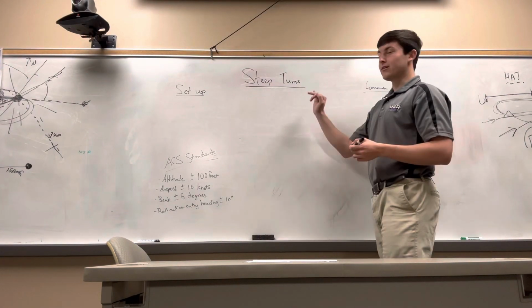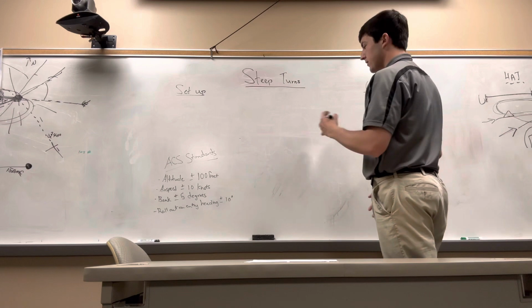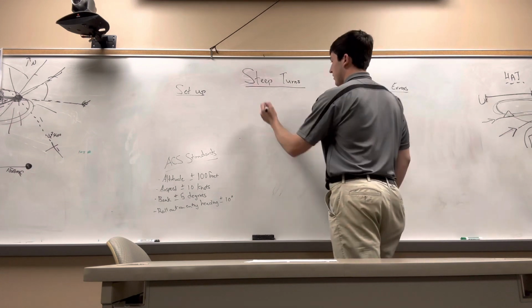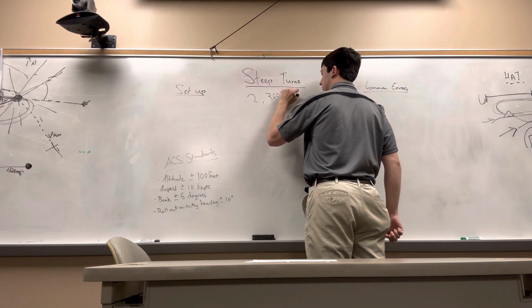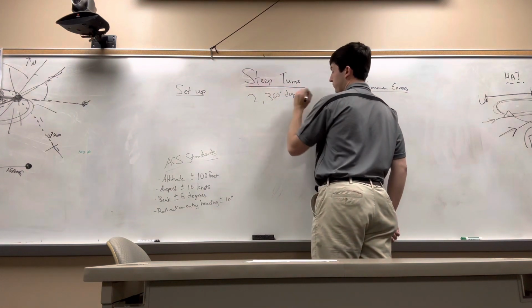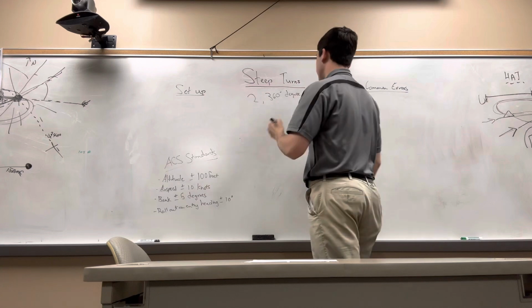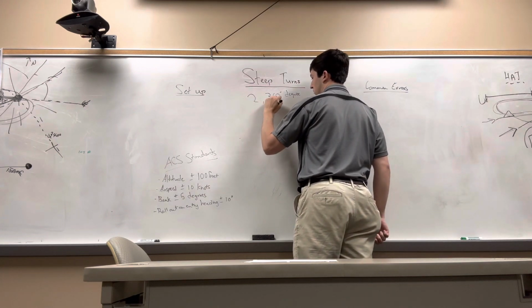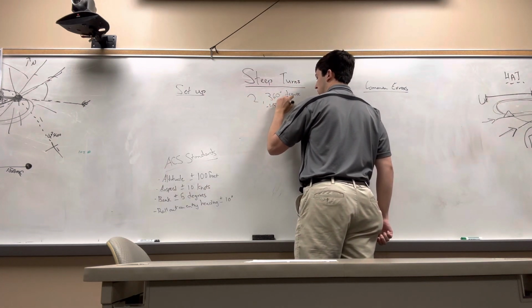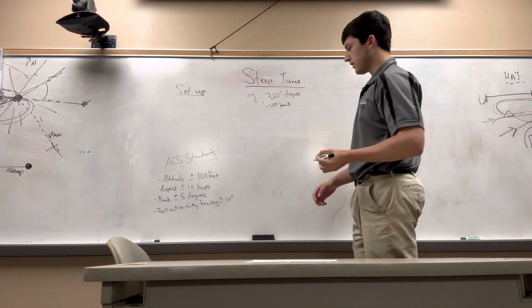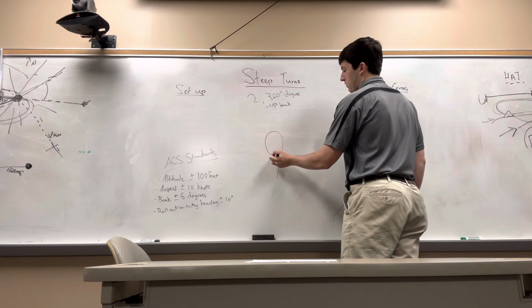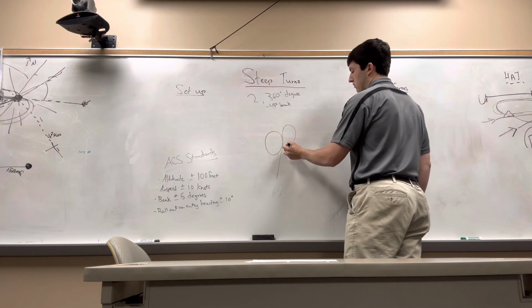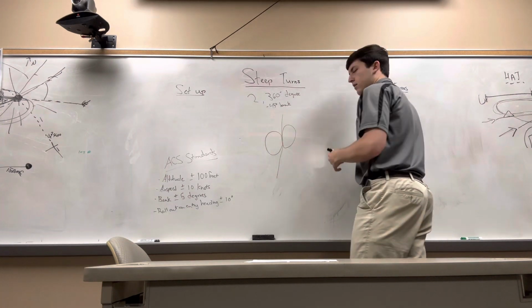Today we're going to be talking about steep turns for our lesson. Basically, steep turns are two 360-degree turns performed at a 45-degree bank angle. Essentially, what it's going to look like is we're going to come in, do a left turn, and then a right turn, and then we'll exit out.